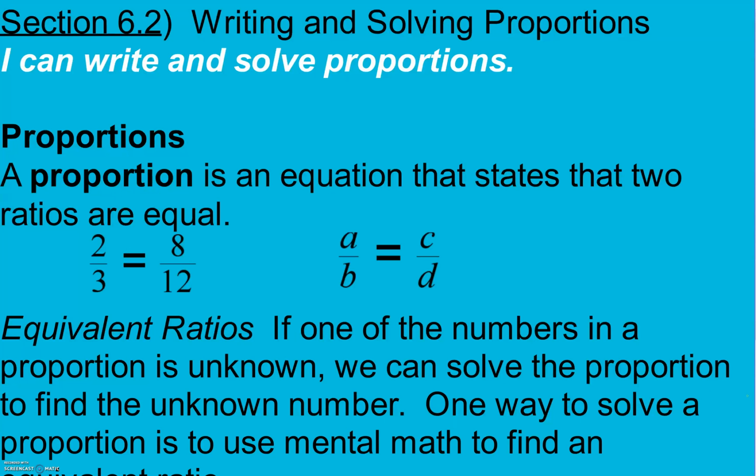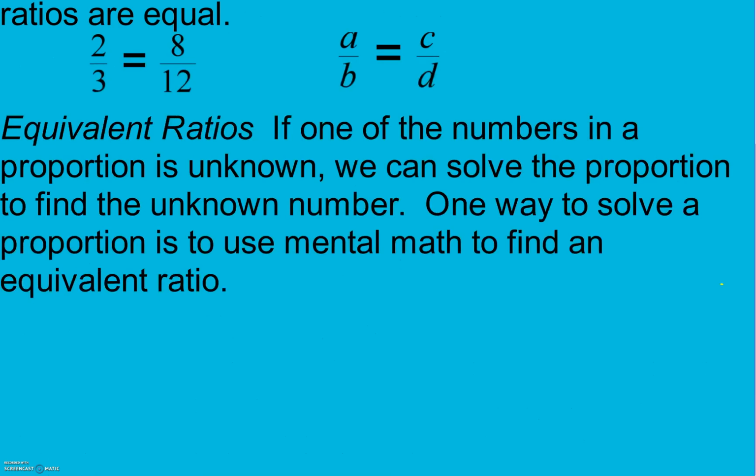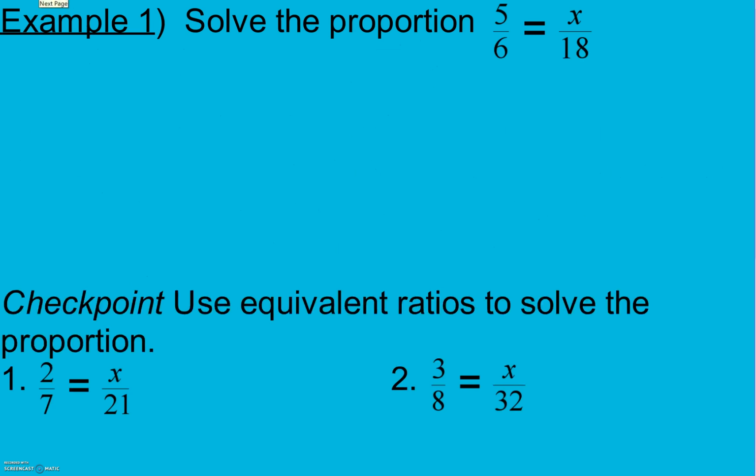So equivalent ratios here. If one of the numbers in a proportion is unknown, we can solve the proportion to find the unknown number. One way to solve a proportion is to use mental math to find an equivalent ratio. In example 1, we're going to solve the proportion. So if we look at 5 over 6 equals some number over 18, we're going to look and see if we can find a pattern or something that we can use to relate these two fractions.